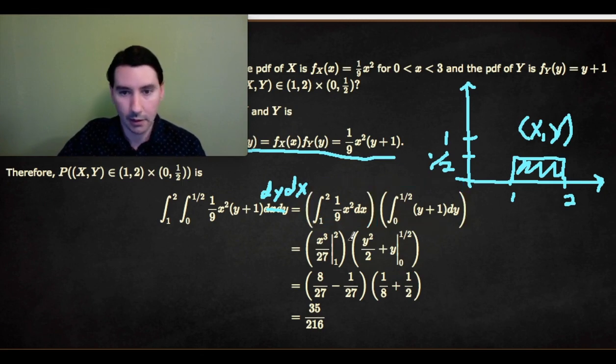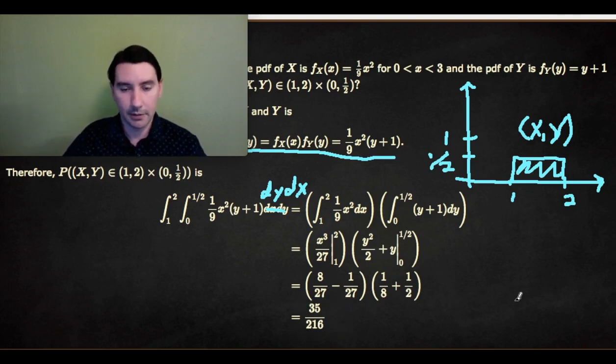So taking the integrals, we get x cubed over 27 for the first integral, and for the second integral, we get y squared over 2 plus y. And when we evaluate them over the respective bounds, we get 8 over 27 minus 1 over 27 times 1/8 plus 1/2, which equals 35 over 216.